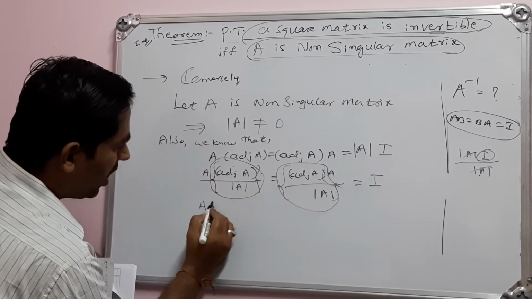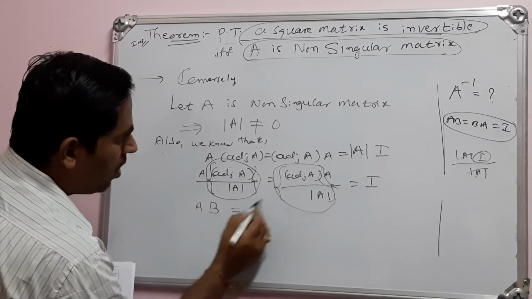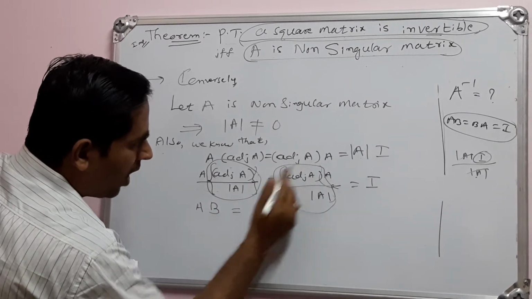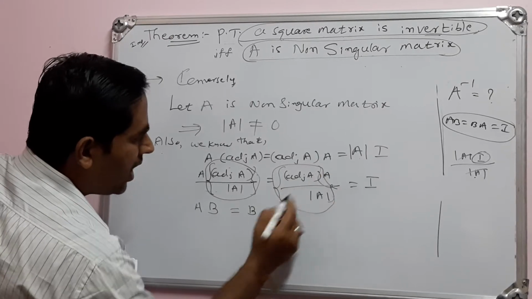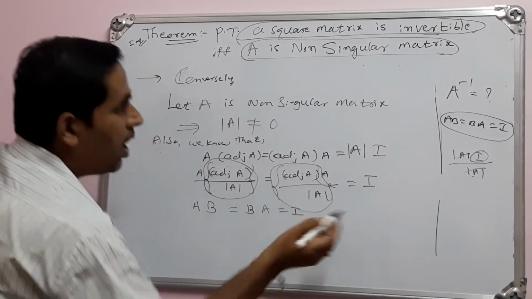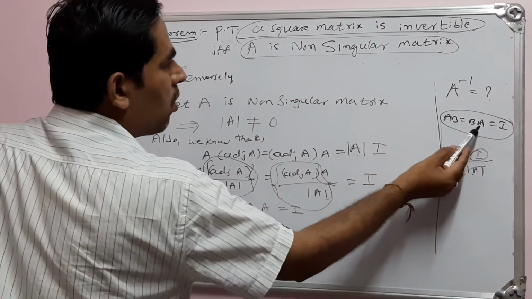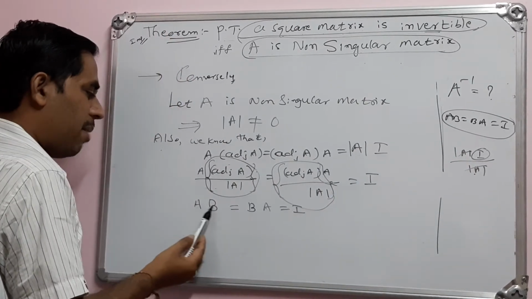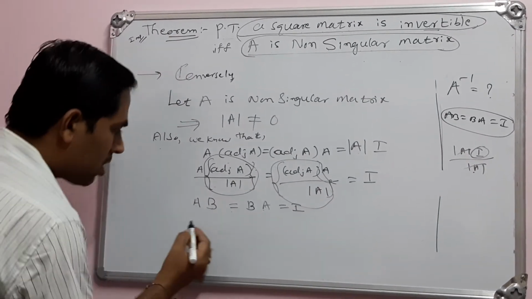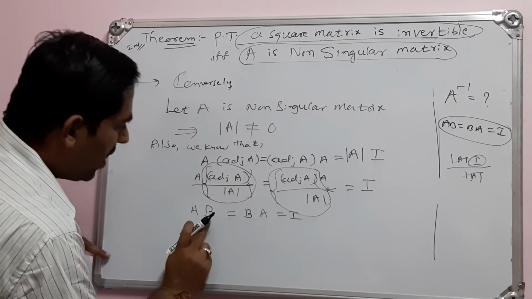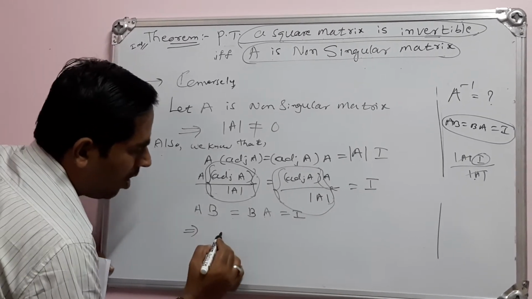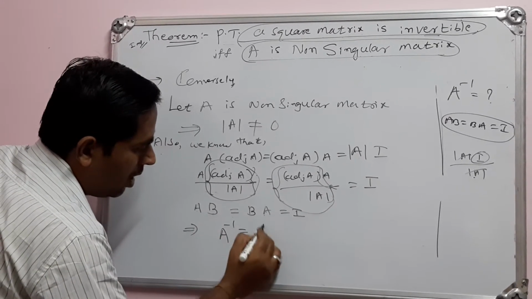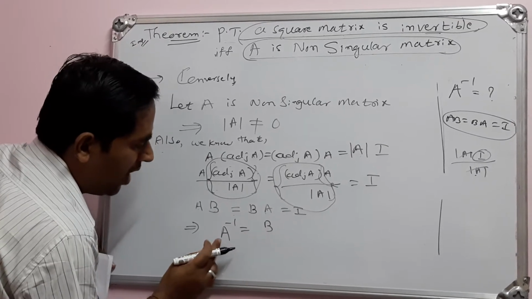You think of this whole quantity as B, and A as it is, equal to I. As I told earlier, AB is equal to BA is equal to I. What is the meaning here? It means B is the inverse of A. That is, B is the inverse of A.